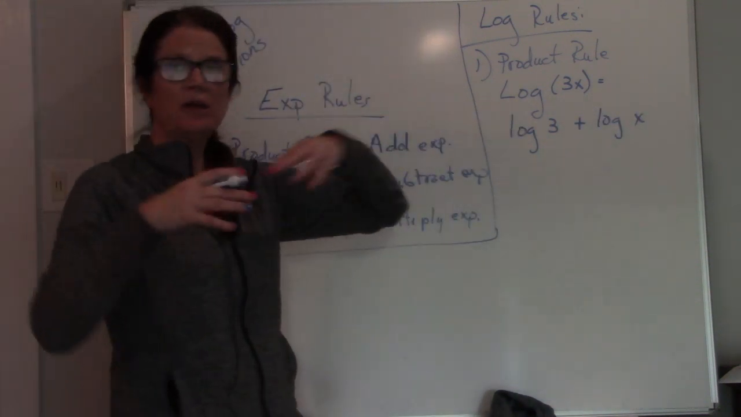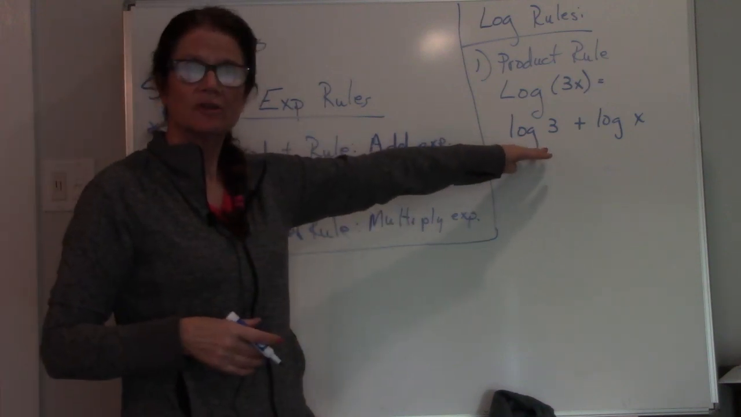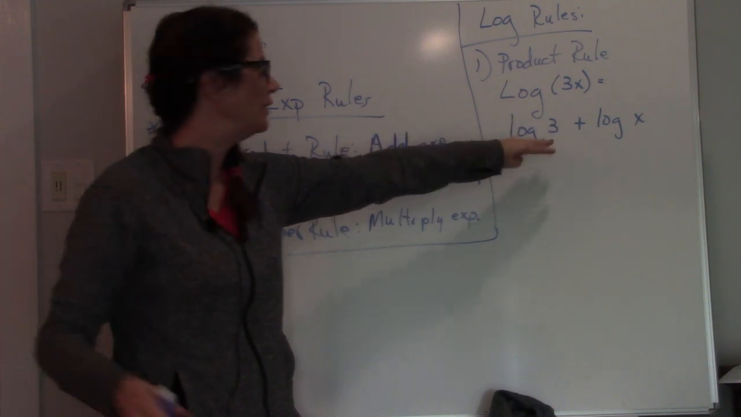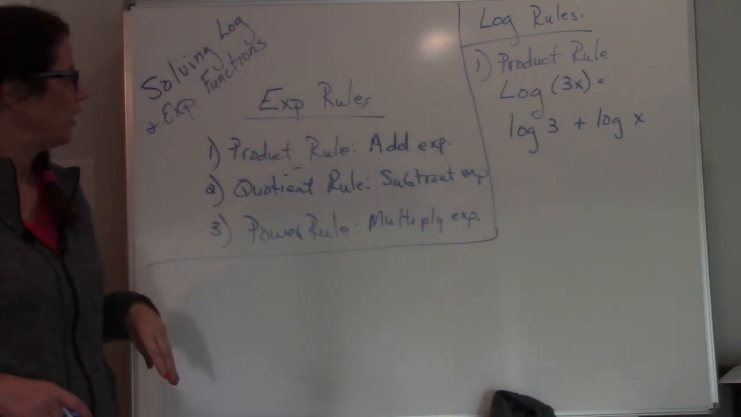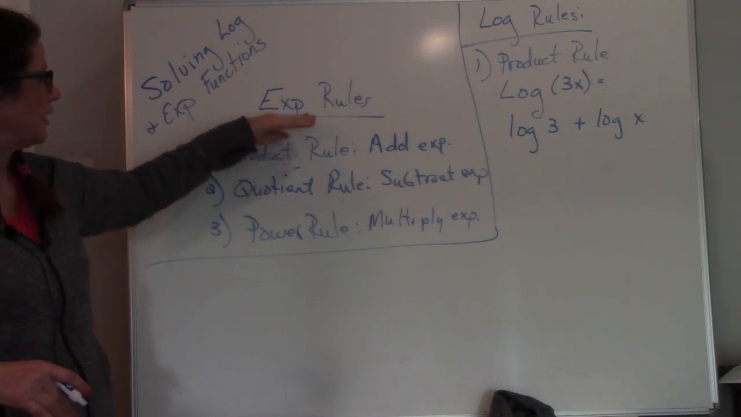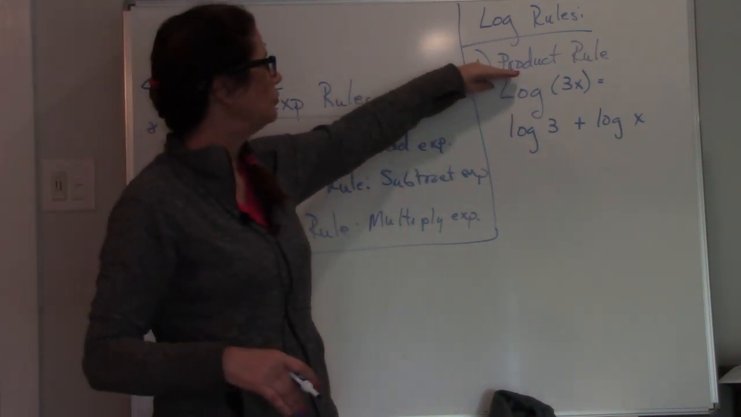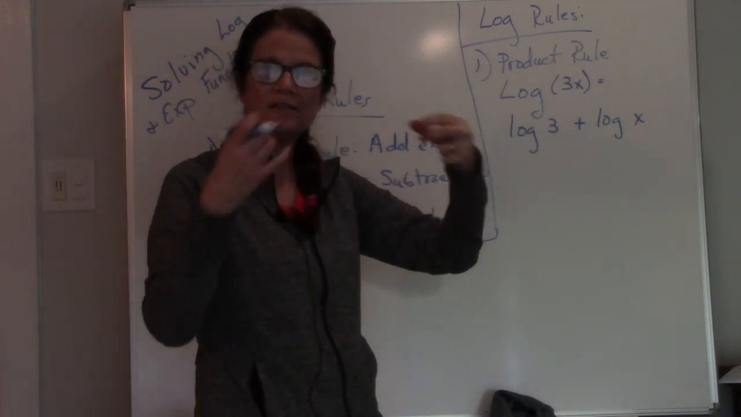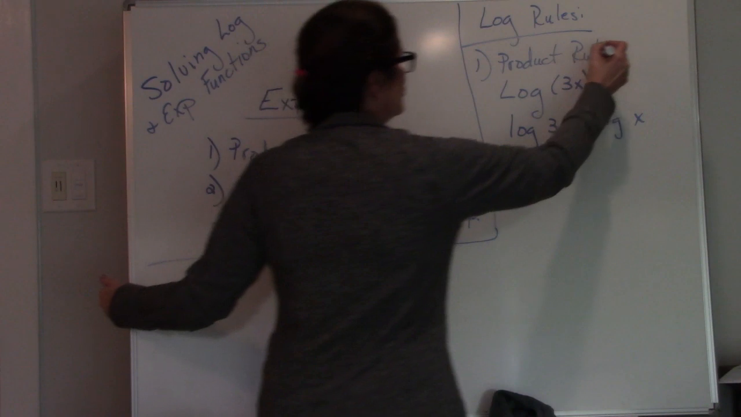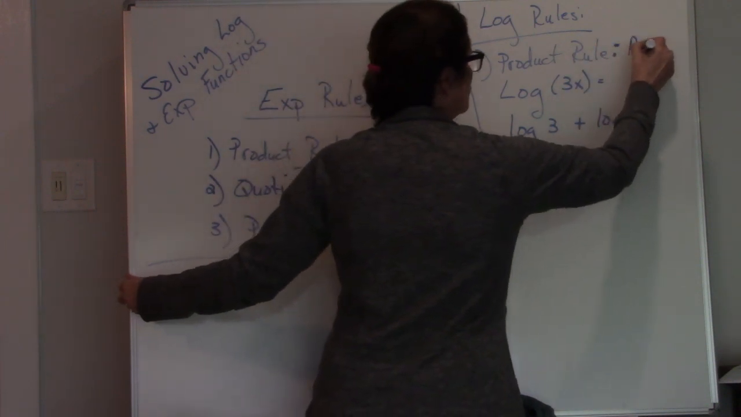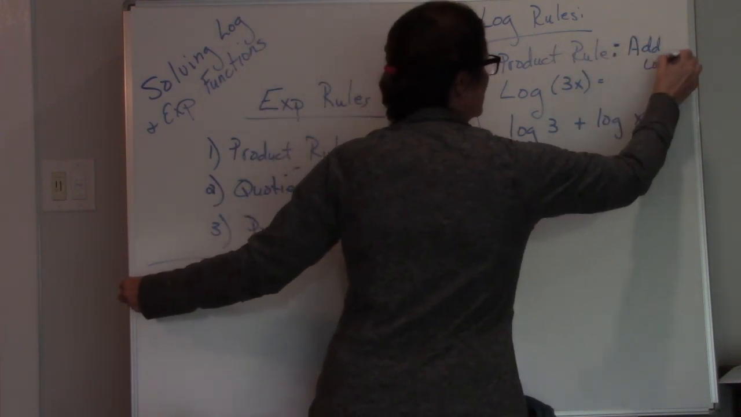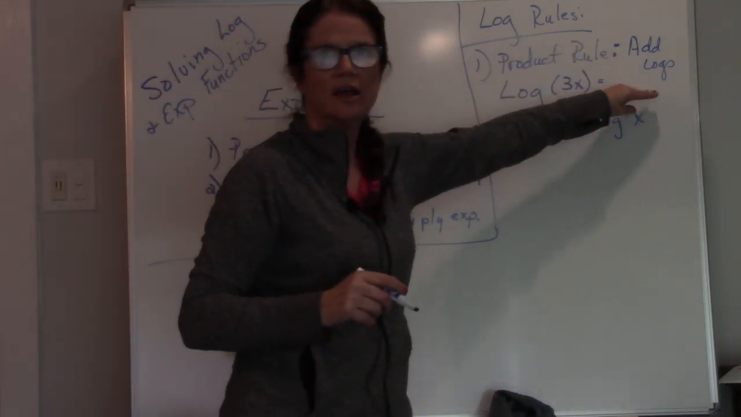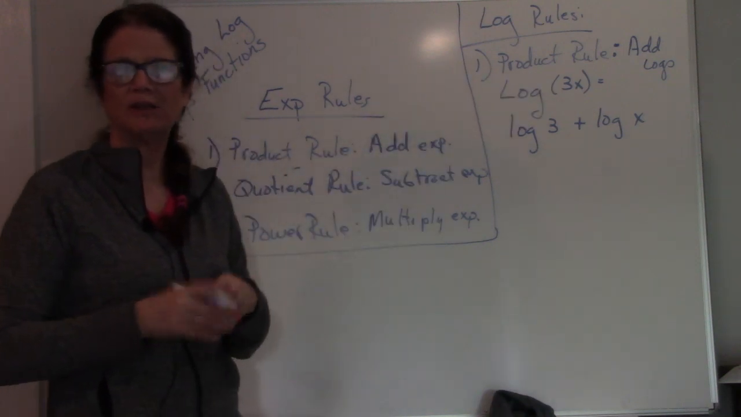Now, if I wanted to keep going, I could actually get the answer. Log base 10 of 3, you would just put it in your calculator, log 3, and then we don't know what x is yet. Okay? So product rule with exponents we add. Product rule with logs we also add. So you just split up whatever is inside those parentheses. So the product rule for logs is you add logs. Okay? Add exponents, add logs. An exponent and a log is the same thing, just rewritten.